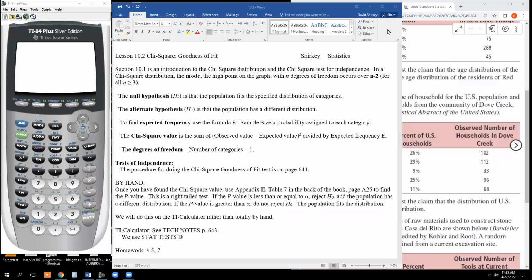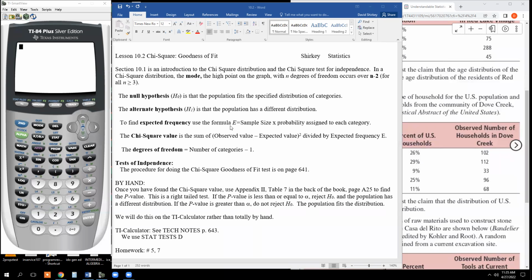All right, we're finishing up here with section 10.2, goodness of fit test, chi-square test. I'm going to boil down what you need for your graphing calculator. Your null hypothesis is that the population fits the specified distribution of categories. The alternate is that the population has a different distribution.